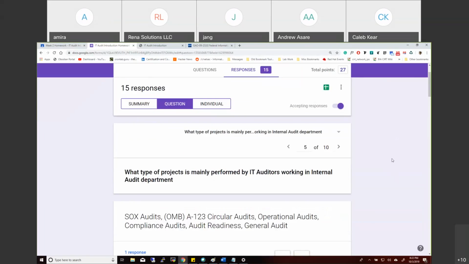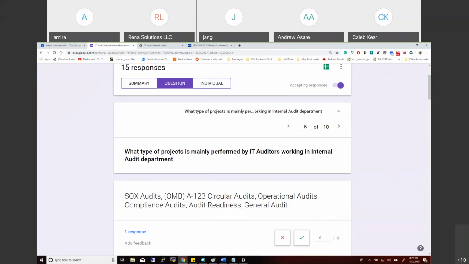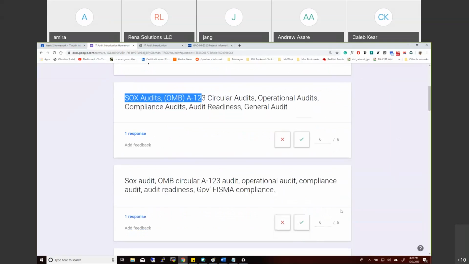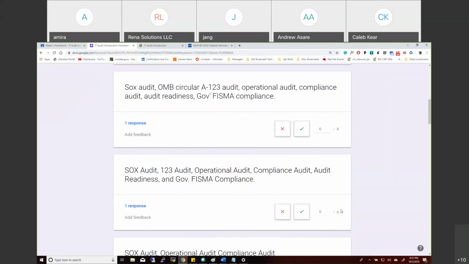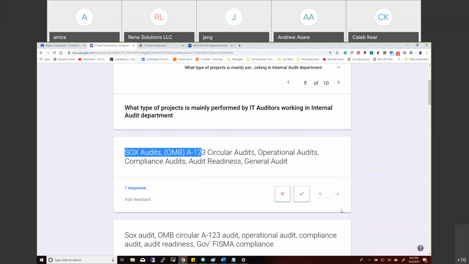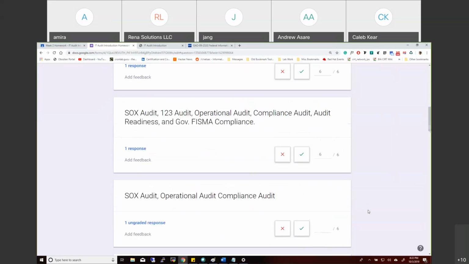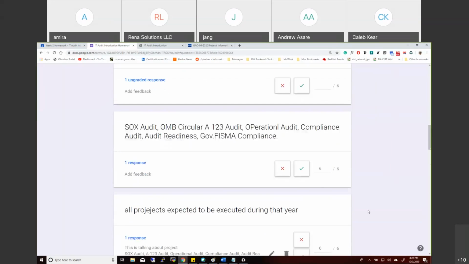This type of project is mainly performed by IT auditors working in the internal audit department. So now we're talking about the audits that fall under the bigger umbrella of internal audit. So you're looking at SOX, operational audit, compliance audit, audit readiness, FISMA, et cetera. For the most part, I think most people got this one right.